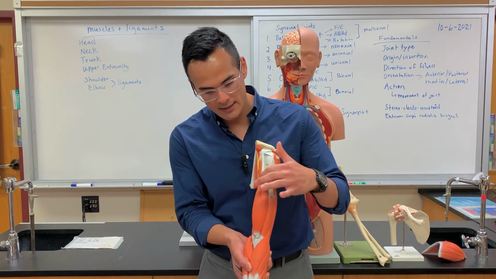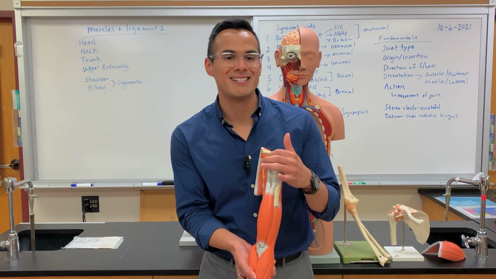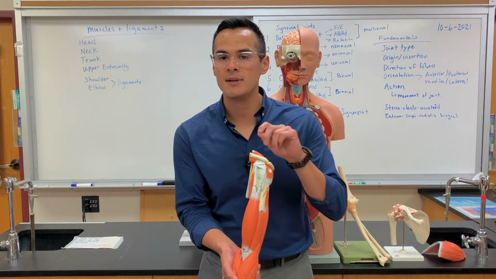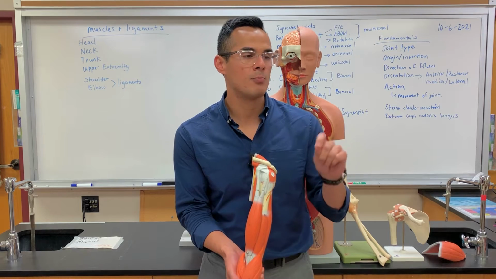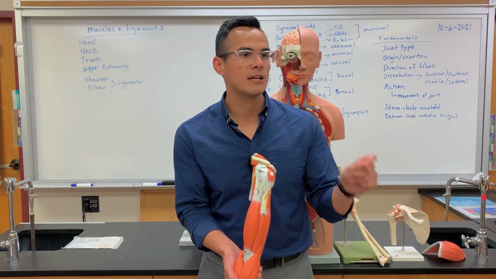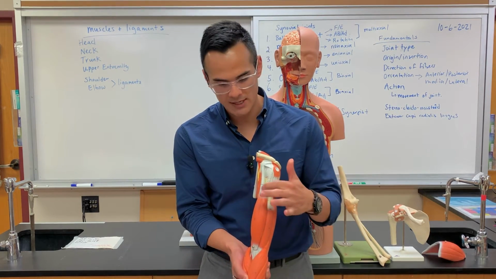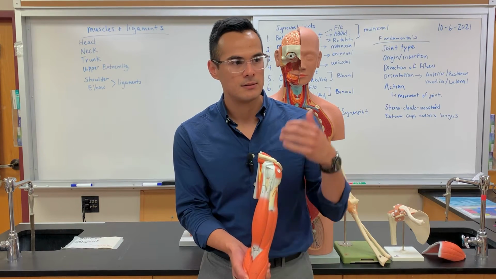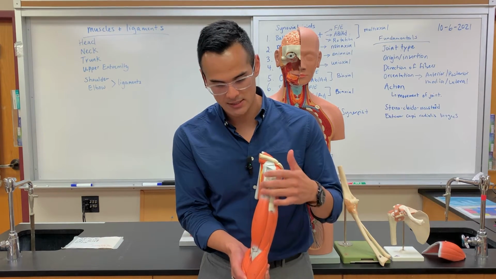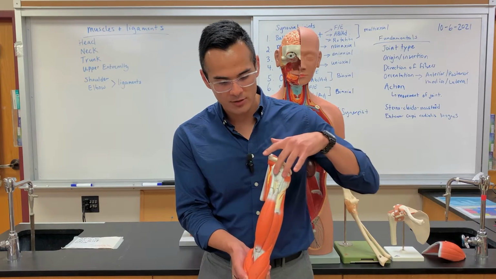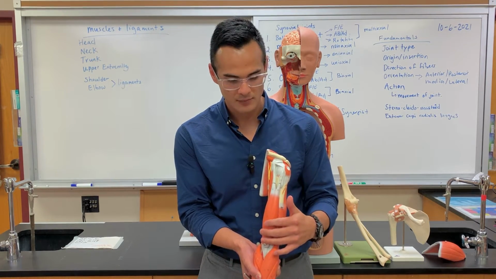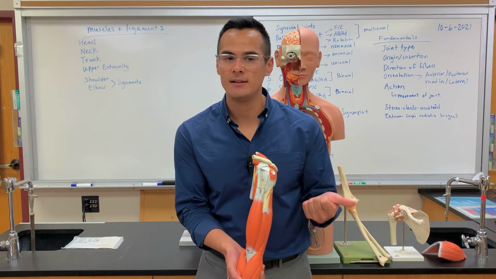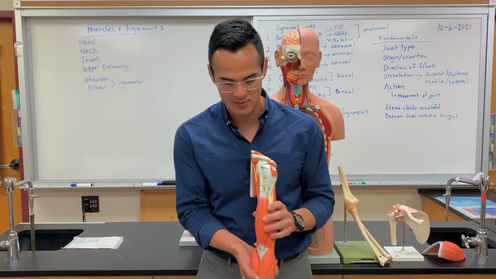So if you look at it, you'll see that this is what's known as a tendon. Make sure you're not mixing up tendons and ligaments. Tendons are muscle to bone, ligaments are bone to bone. So this is a tendon. And both of these are tendons for the biceps brachii. So you have a short head and you have a long head for the biceps brachii.